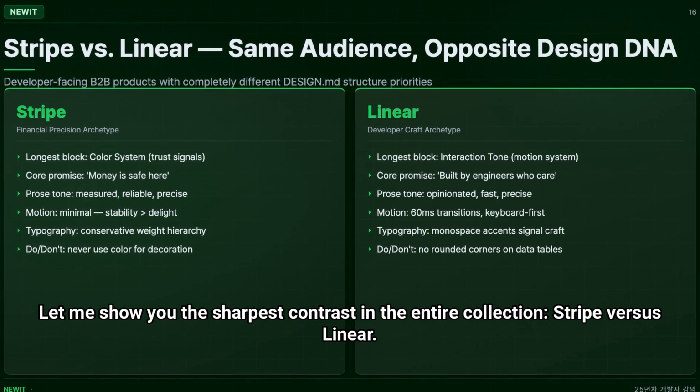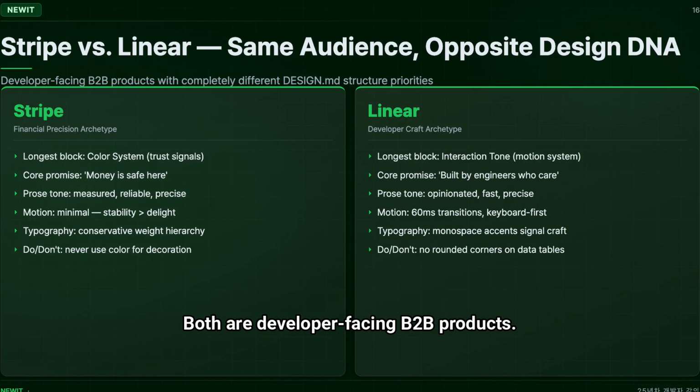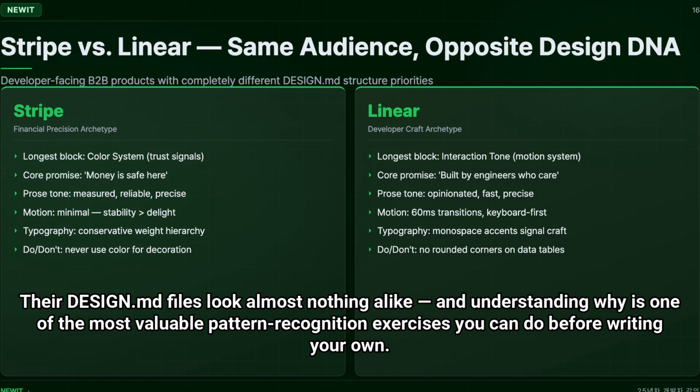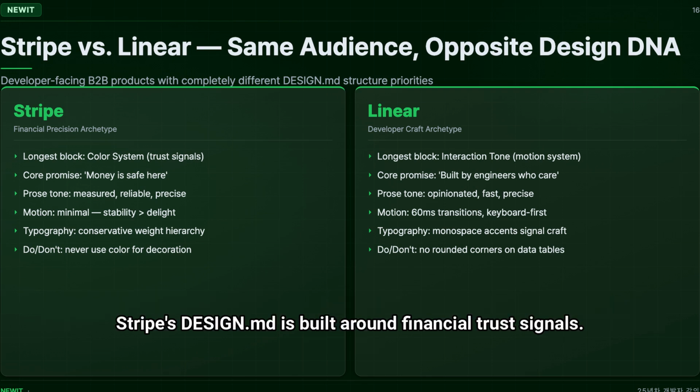Stripe versus Linear. Both are developer-facing B2B products. Both use dark modes effectively. Both have world-class design teams. Their DESIGN.md files look almost nothing alike. And understanding why is one of the most valuable pattern recognition exercises you can do before writing your own.